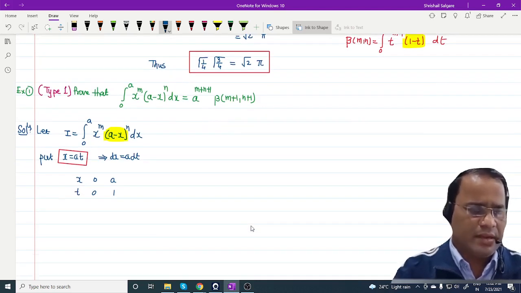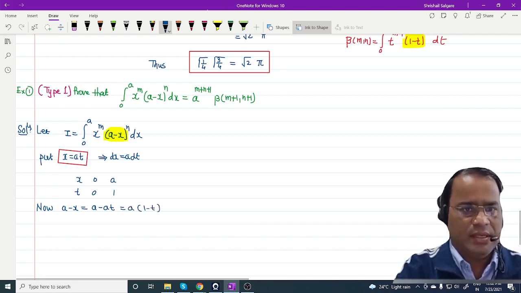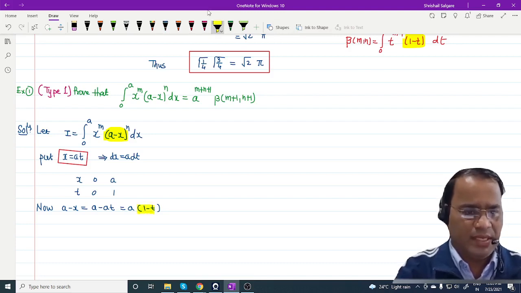So further I required a minus x. That factor also I will calculate. Now this a minus x is given by a minus a t. So from that, I will take a outside. You will get 1 minus t. Now here, I am getting the 1 minus t factor.